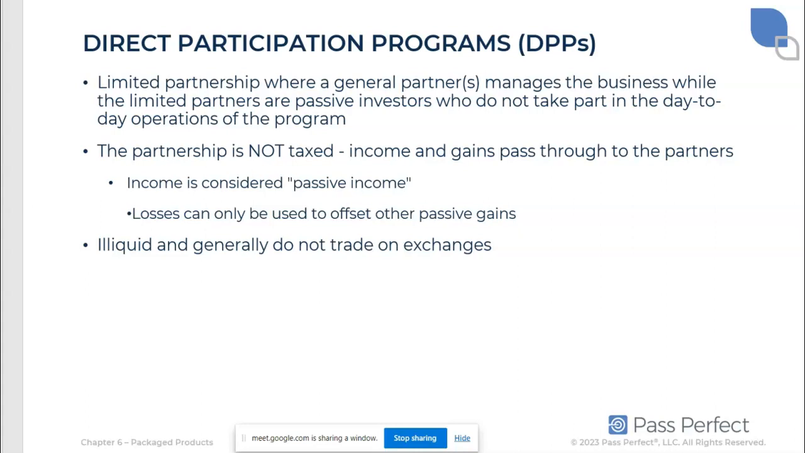So again, if you're in a direct participation program, you have to expect to be in it for the duration until the partnership is ultimately dissolved. Okay. Now here's the thing. They have these considered losses. So when you're a limited partner, since you don't have any active role of management in it, the income you receive is called passive income.